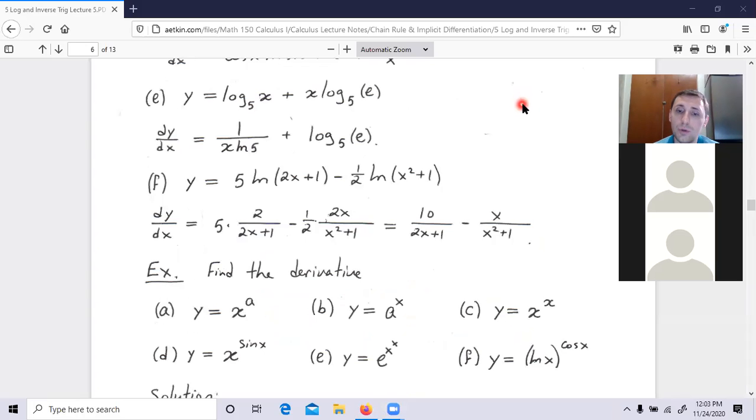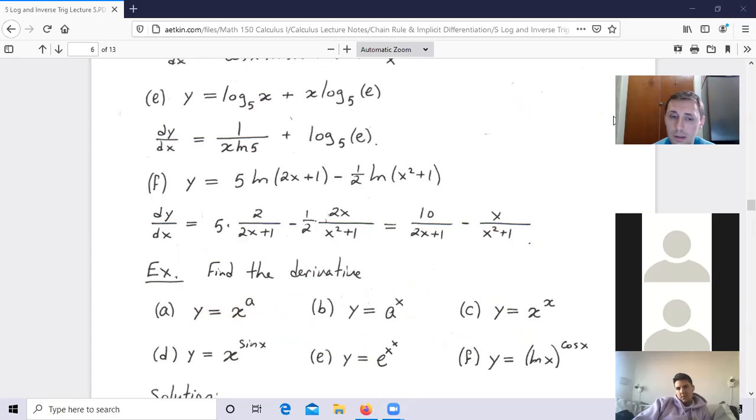Here are some new tasks, guys. Let's see how quickly we can calculate it. First, tell me what's the derivative. This is some number a. Y equals x to the a. Find the derivative, please. So go a, b, c, d, e, f, please.